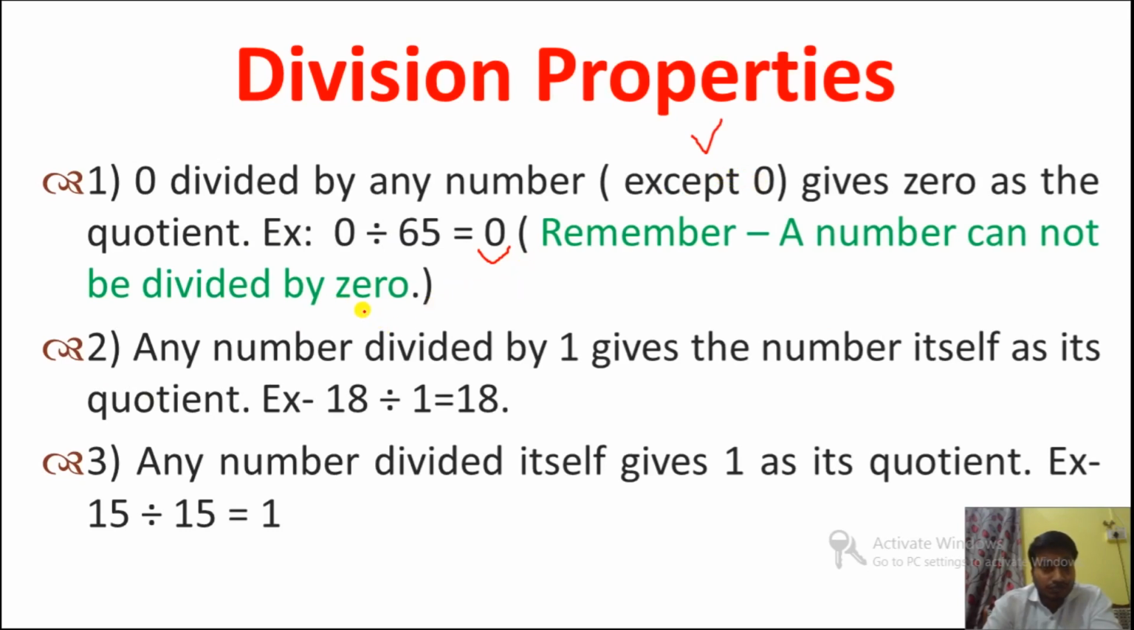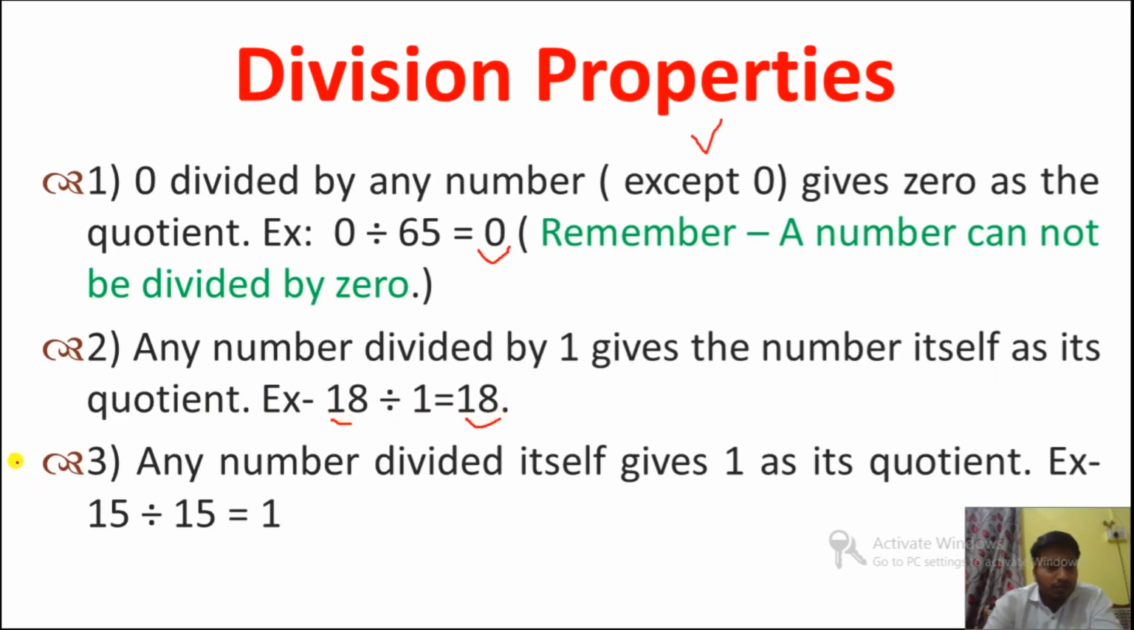Clear? Now second property: any number divided by 1 gives the number itself. When we divide any number by 1 we will get the number itself as its quotient. Example: 18 divided by 1, we will get 18 only.